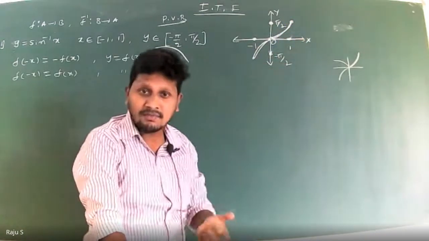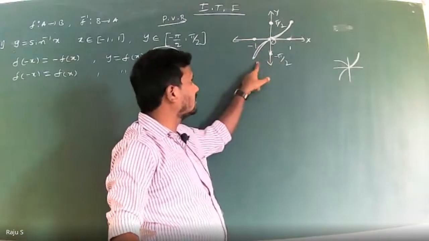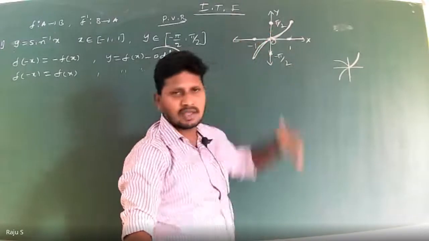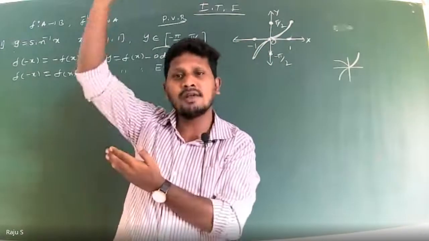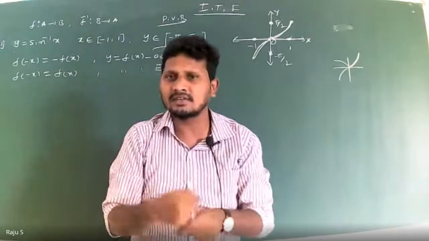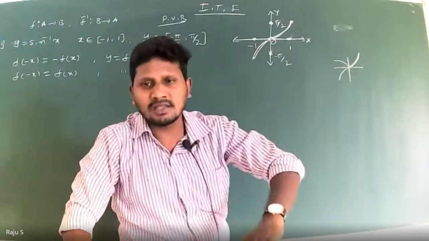So, what is the minimum value? The minimum value occurs at minus 1, that is minus 90. So, the minimum value is minus pi by 2, and the maximum value is pi by 2. Like sin x has minimum value minus 1 and maximum value plus 1. In the same way, what are the minimum and maximum values of sine inverse? Sine inverse has minimum value minus pi by 2.